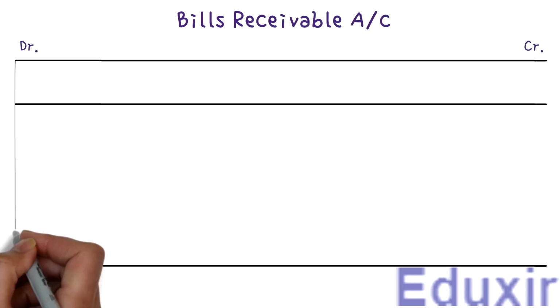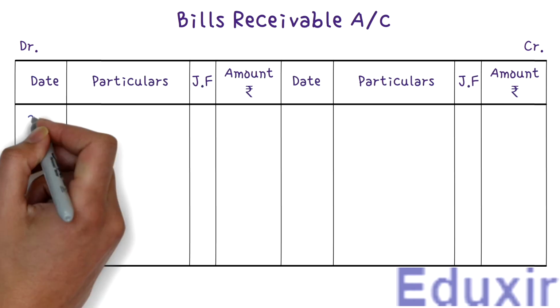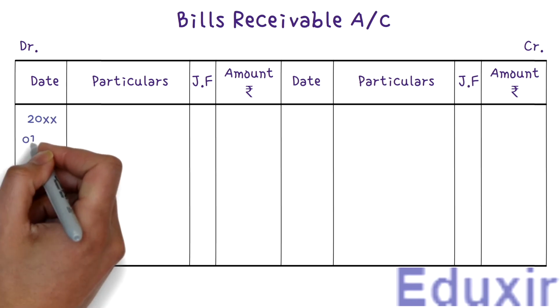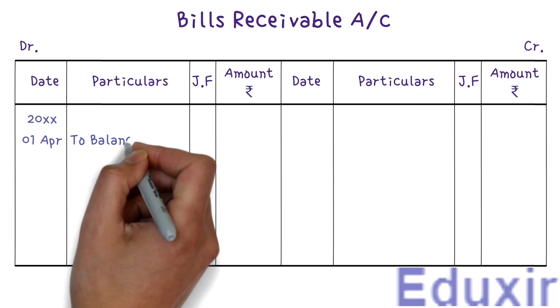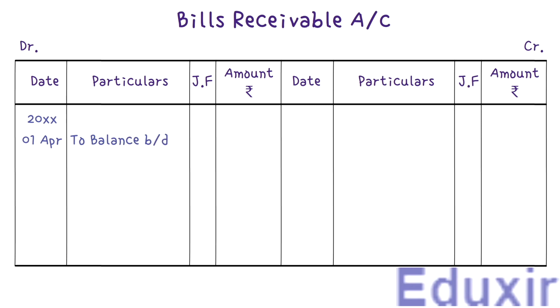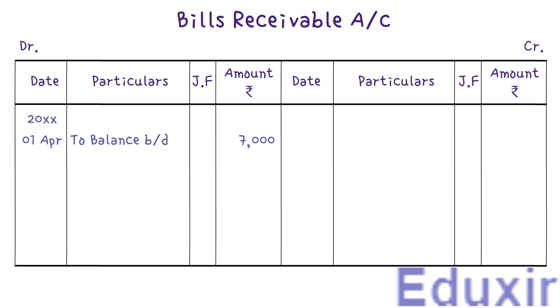Let us have the ledger account format with all the headers. As this is the first entry on the debit side, let us first write the year in the date column and then let us write the date. We need to write balance brought down into the particulars column. Let us then write the debit amount of 7000 rupees in the amount column. That completes the posting of this journal entry into the bills receivable account.